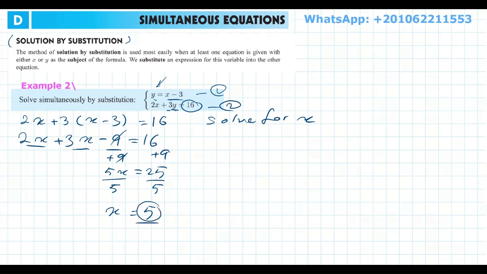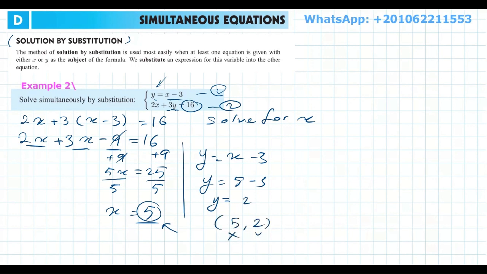What about y? y equals x minus 3. And we found that x equals 5. Then y equals 5 minus 3. Then y equals 2. And this is the point, which is 5 and 2. 5 for x and 2 for y.